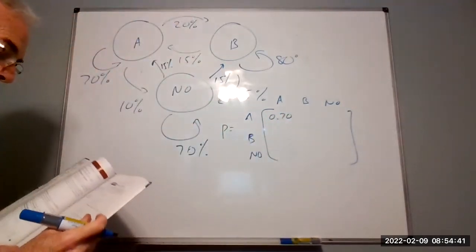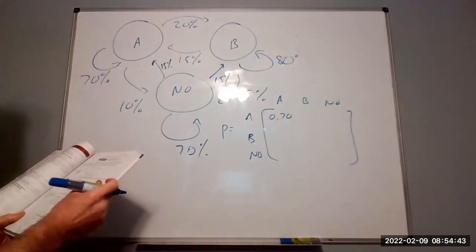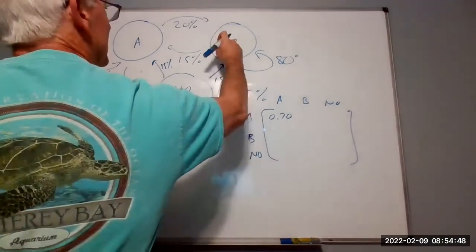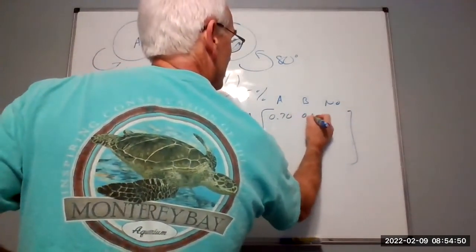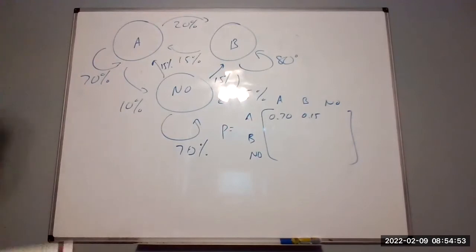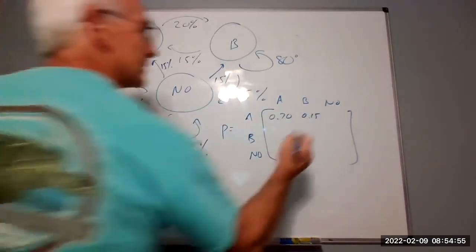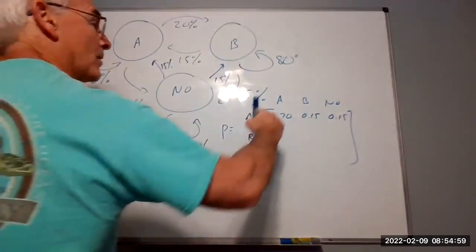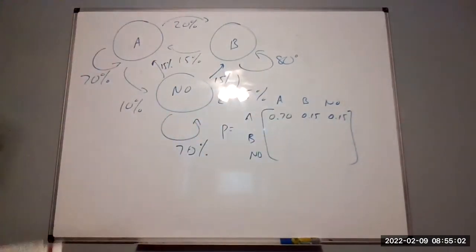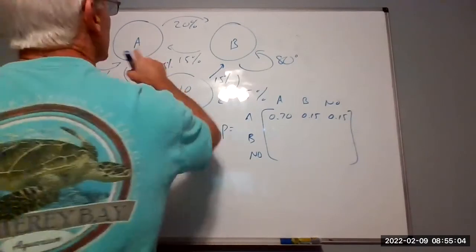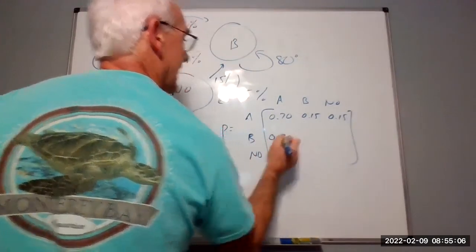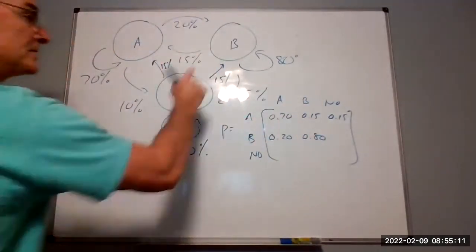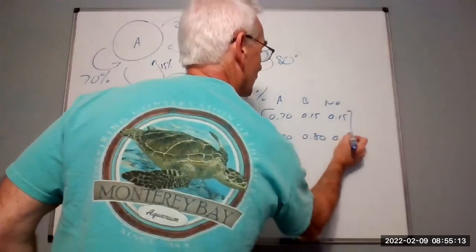So if I'm looking at this in my picture, from B to A, how many went from B to A? From B to A was 0.15. And how many went from none to A? That would be also 0.15. Now from A to B, how many went from A to B? That would be 0.2. How many went from B to B? That would be 0.8. And how many went from none to B? That would also be 0.15.